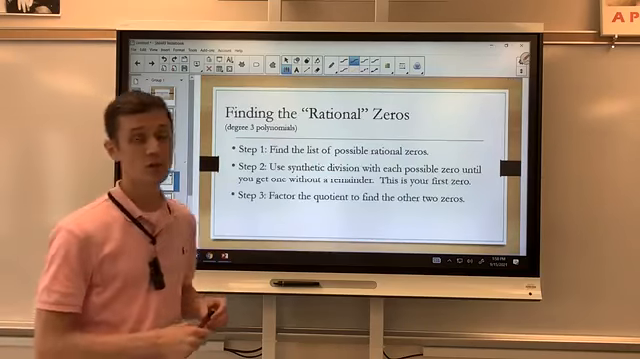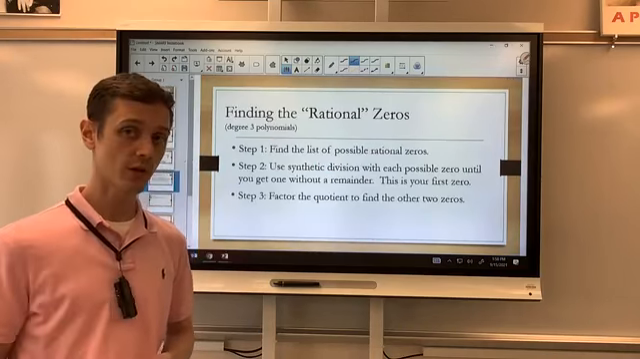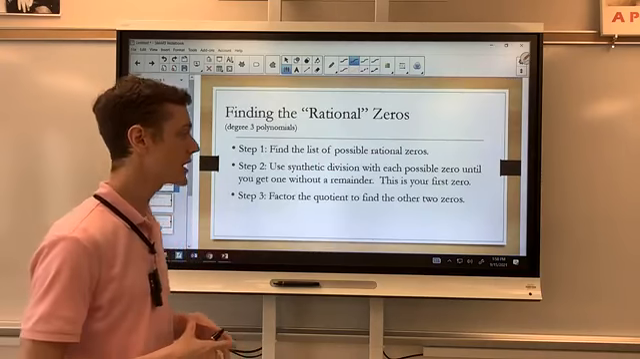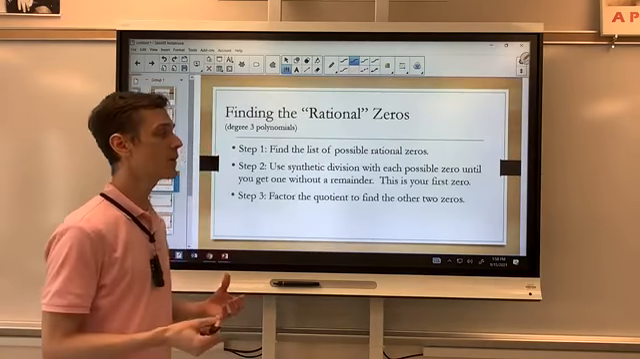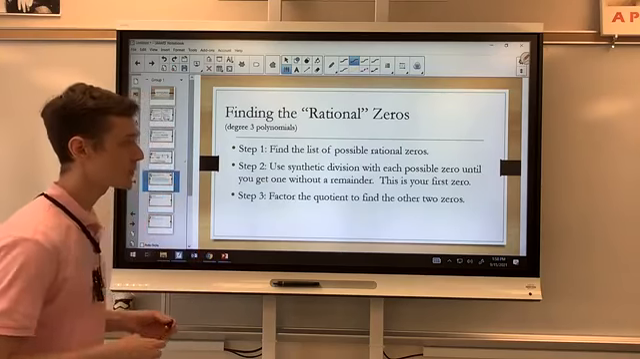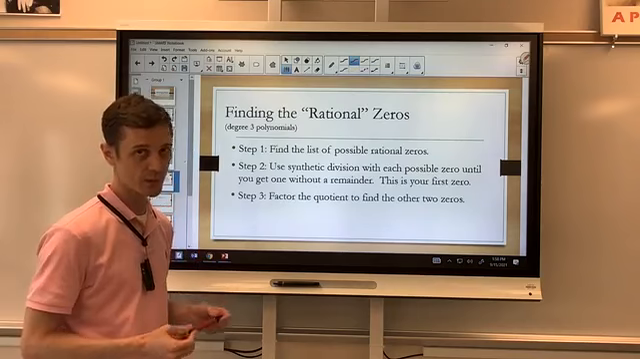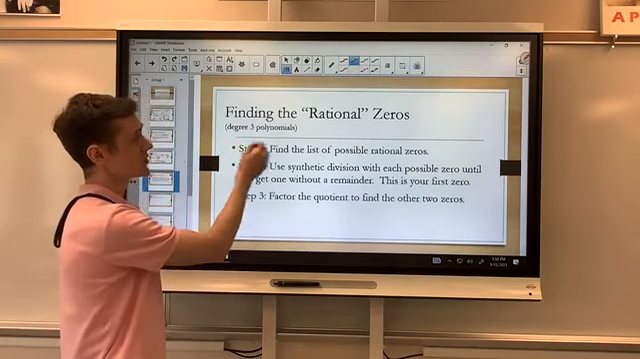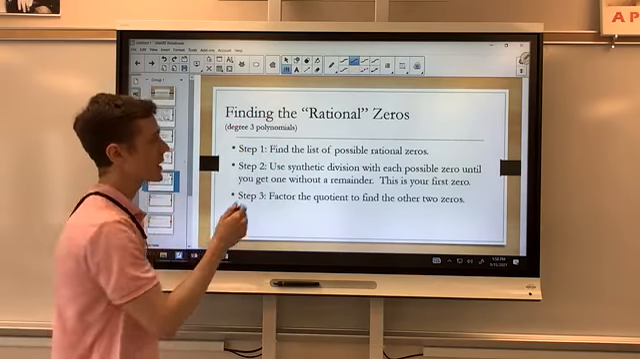Now let's talk about which numbers from that list are actually zeros. We helped narrow it down a lot. We know it's not any number imaginable, but now we want to know which ones actually give us 0 when we plug them in. So the first step was just about narrowing down which numbers we need to test.